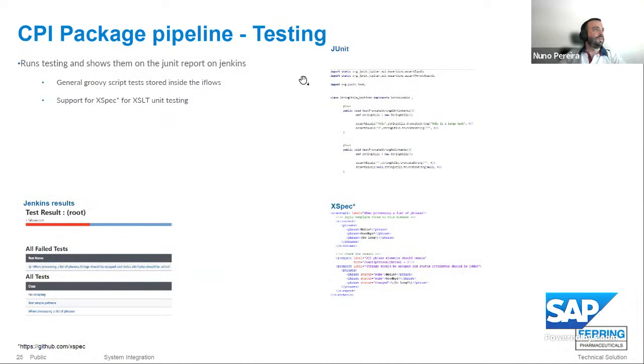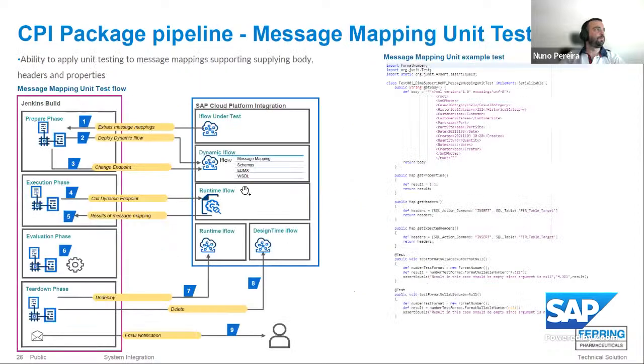You can see one example here of a very simple test. It's just a unit test doing some string utils validations. This is included when we run it at the end of the day. And you can see here some examples from XSpec.